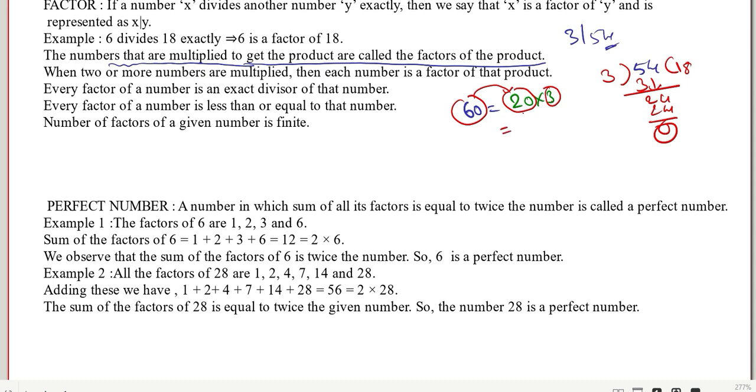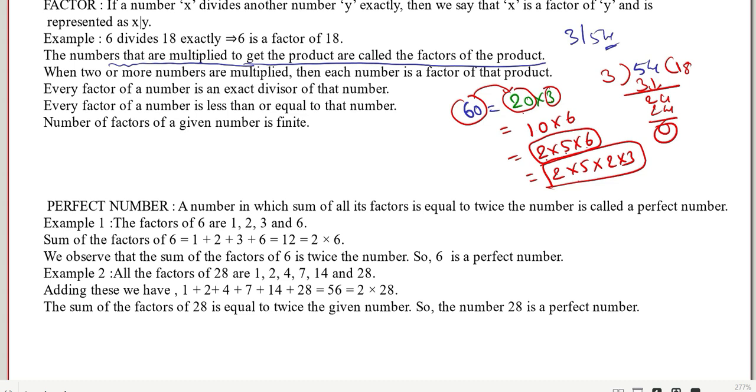In the same manner, 60 can be written as 10 into 6. Then these 10 and 6 are also factors of this one. And not only like this, we can write 2 into 5 into 6. In this also we have factors. Whatever numbers are involved in it, 2, 5, 6, are also factors of 60. And we can also write 2 into 5 into 2 into 3, since 6 can be written as 2 into 3. Whatever numbers are involved in this factorization of 60, all the numbers are factors of 60.